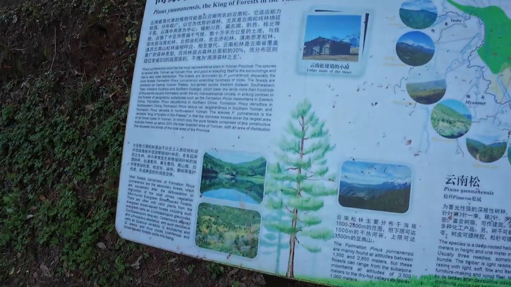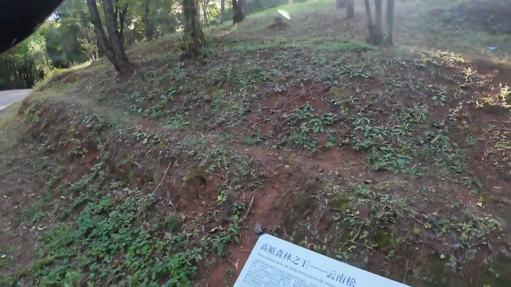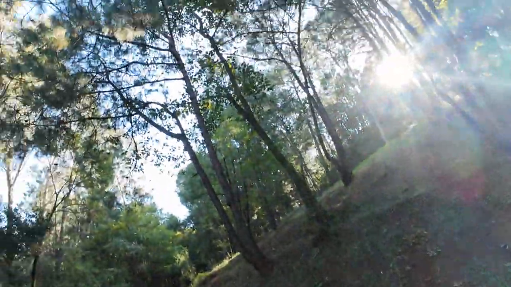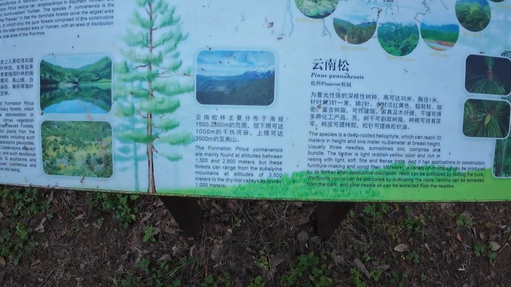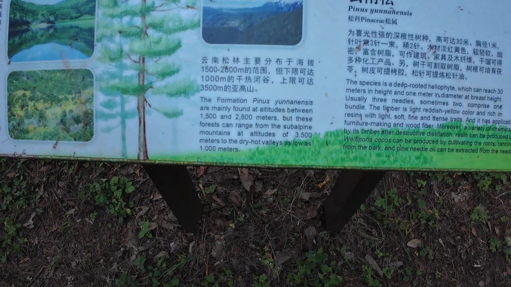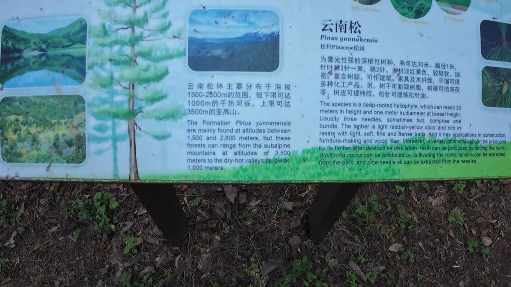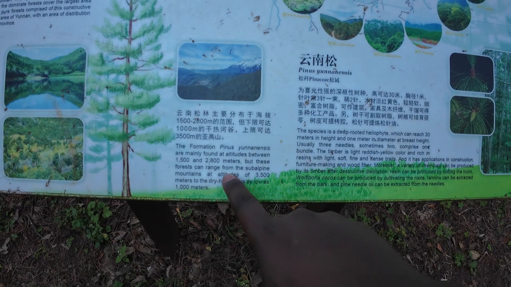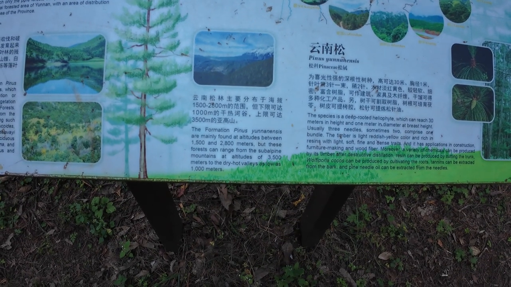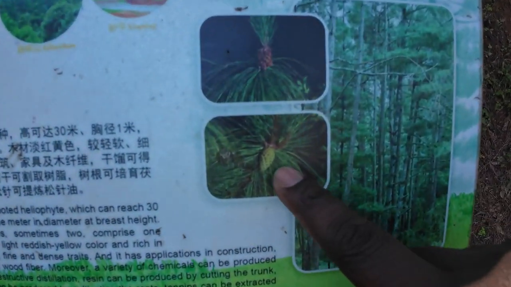So this one is indigenous or was found in this province. Maybe we can try to scan one nearby, but I think the majority of them are here. It shows even the altitude in which it's found. This one, 1500 to 2800 meters. It can range from the subalpine mountains at altitude of 2500 meters to the dry hot valleys as low as 1000 meters. And these are the seeds.